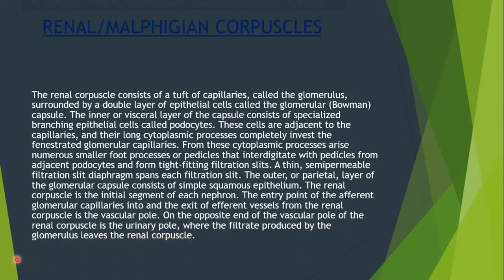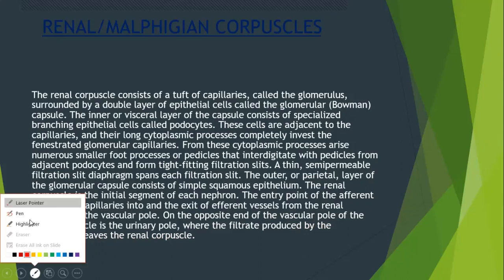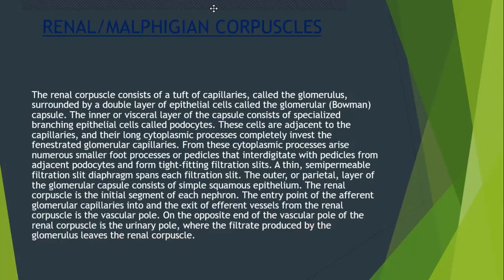renal corpuscle. So maybe I draw that quickly. If this is my renal corpuscle, and this is where the afferent and efferent arterioles are entering and leaving, this will be the vascular pole. On the other side, where the glomerular space communicates with the proximal convoluted tubule, this will be your urinary pole. Hope you have understood that.